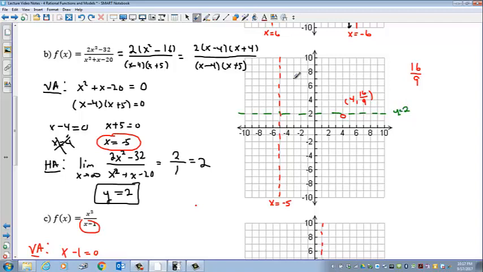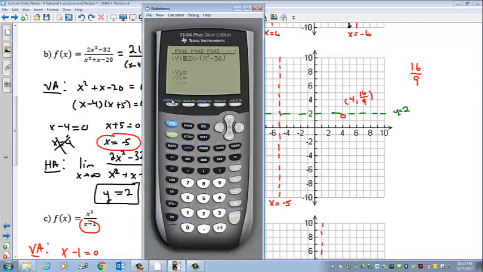Okay. And we can look at this on our calculator. We've already done this, but let's look at it again. And then we might be able to graph it just based off that information. So left parenthesis 2x squared minus 32, in parenthesis, divided by left parenthesis x squared plus x minus 20. So let's see what it looks like. And maybe from the graph, since we know what the vertical asymptotes are and everything, we can kind of figure out what it looks like. Okay, so I kind of see it.